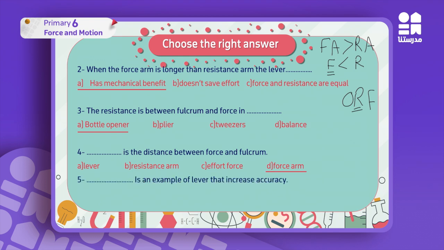Question number 5. Space is an example of lever that increase accuracy. يعني ايه increase accuracy؟ بيخليني اعرف اشتغل بدقة. Okay? Let's look to the answers. Manual broom, nutcracker, tweezers, crowbar. Which one helped me to increase accuracy? Yes, it's the tweezers. It's the tweezers.